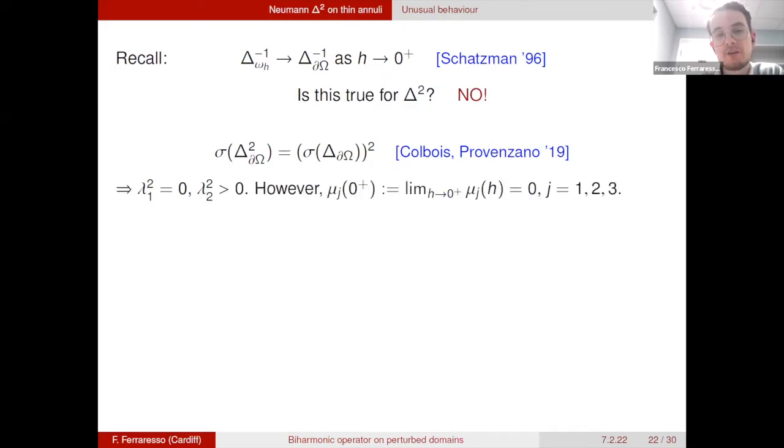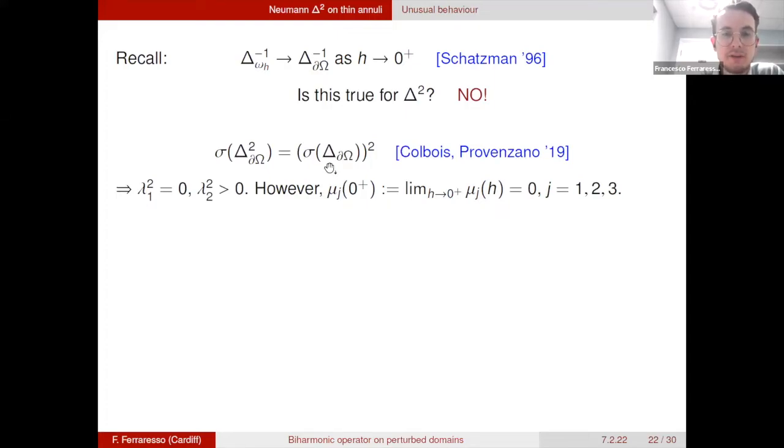However, in our situation, we have that the first 3 eigenvalues are always 0, because somehow our operator has a 3-dimensional kernel. This can be easily seen since the polynomials of degree at most 1 are in that kernel.